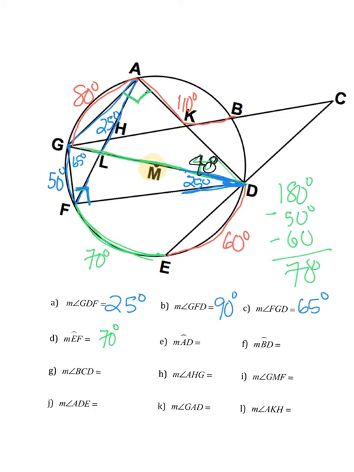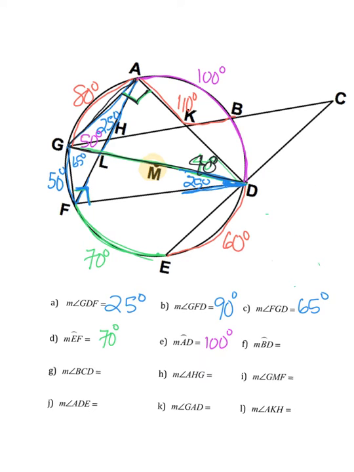Next, because this is 90 degrees, angle AGD is complementary to 40 degrees. That makes angle AGD 50 degrees. And therefore, measurement of arc AD, using the inscribed angle theorem, is twice 50 degrees, or 100 degrees. So measurement of arc AD is 100 degrees.